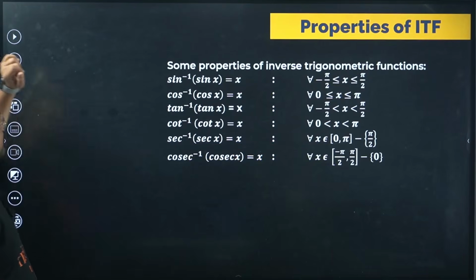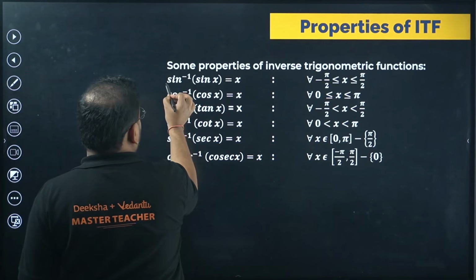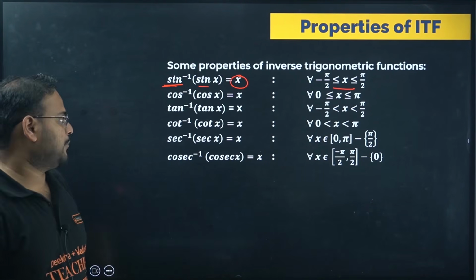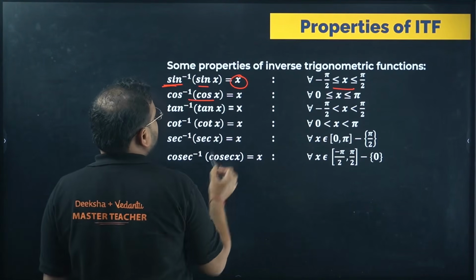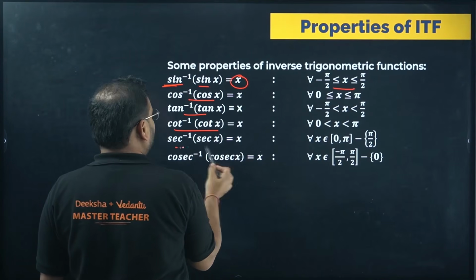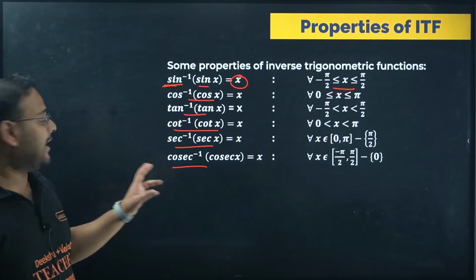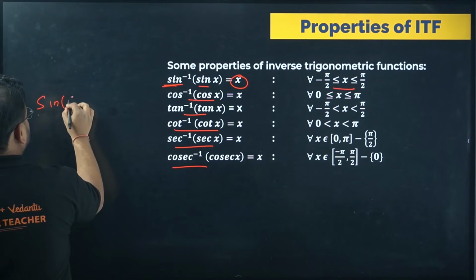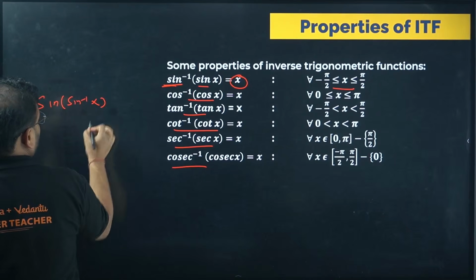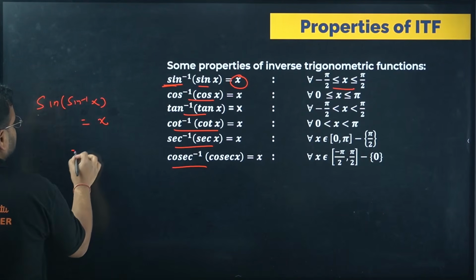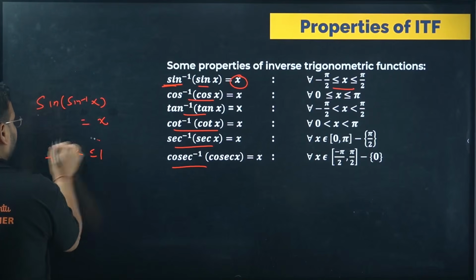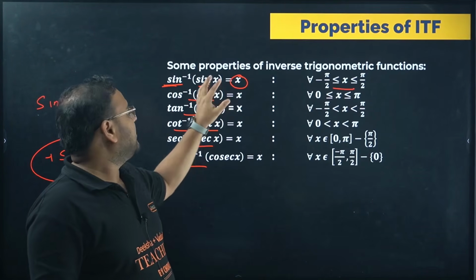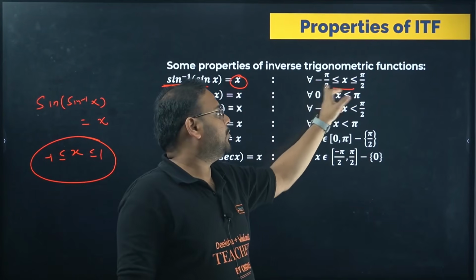Next, properties of ITF. If you operate sine inverse on sine, the answer will be x if x is in the principal value branch. Same for cos inverse of cos, tan inverse of tan, cot inverse of cot, and so on. If you operate the other way, sine of sine inverse of x, what is the answer? x only, provided x lies from minus 1 to 1. In this case, x is a value. For sine x, x is an angle.